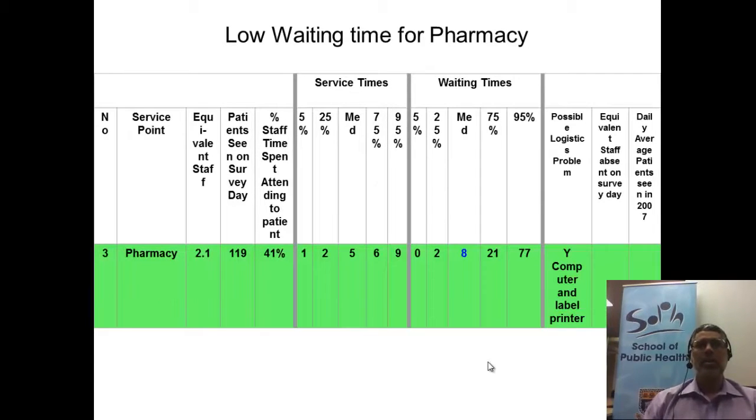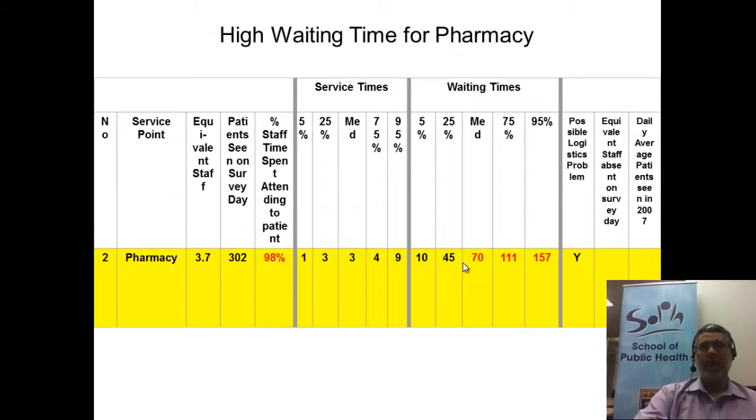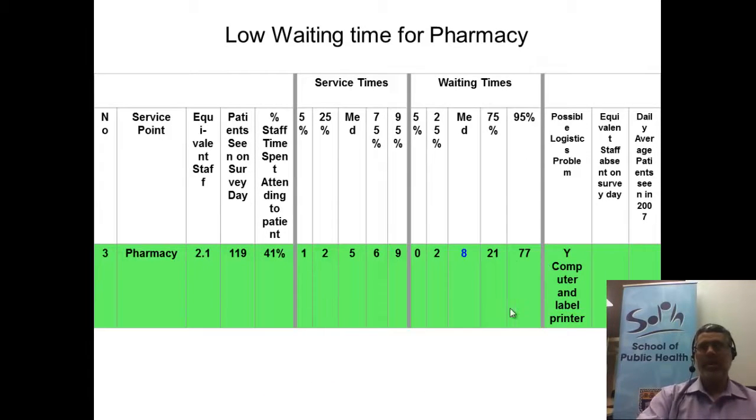Okay, so now here we have a relatively low waiting time for pharmacy. And why do you think that is the case? Have a look at this and see what you think. So yes, as you can see, the waiting time on median is now 8 minutes. Compare that to the other pharmacy where it was 70 minutes and over 2 hours for some. Here it is 8 minutes.